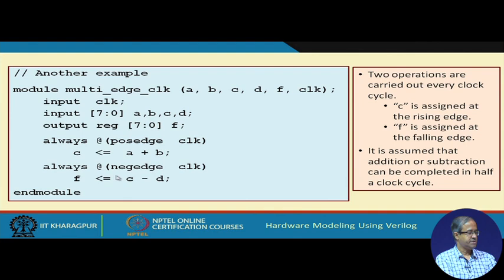So, here we assume that our clock cycle time is large enough, so that this addition and subtraction can be completed within half a clock cycle. For this kind of scenario, we can use these multiple edges of the same clock to activate two operations, ok. All right.